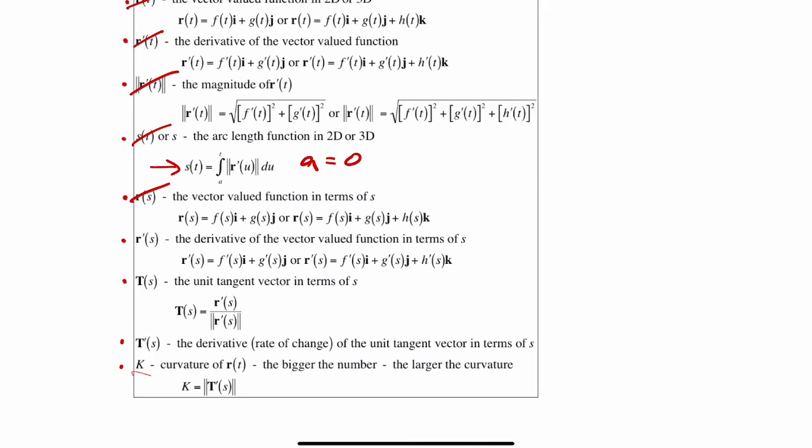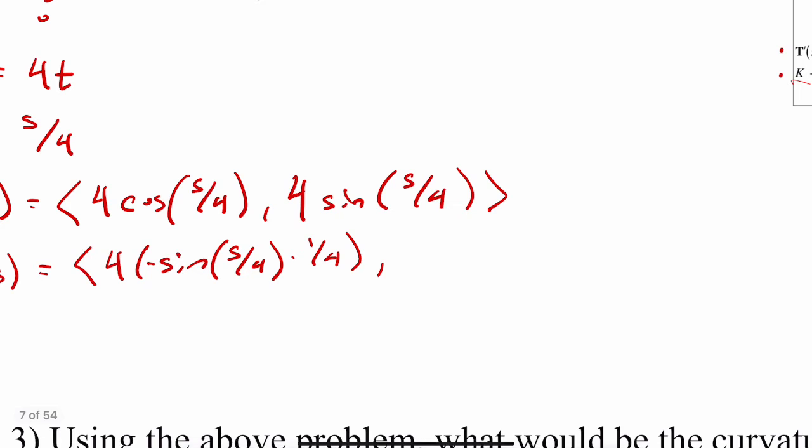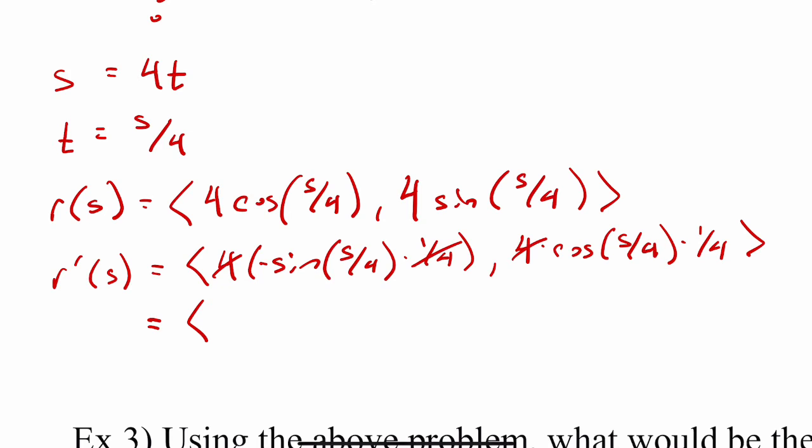Next, we find r prime of s. We're going to have to use chain rule. So the derivative of cosine is negative sine of s over 4. And then we have to multiply that with the derivative of what's inside, which is 1/4. Same thing with the second one. So we'd have 4, derivative of sine is cosine, and then derivative of what's inside is 1/4. The 4 and the 1/4 are going to cancel for each. That gives us negative sine of s over 4, comma, cosine of s over 4.